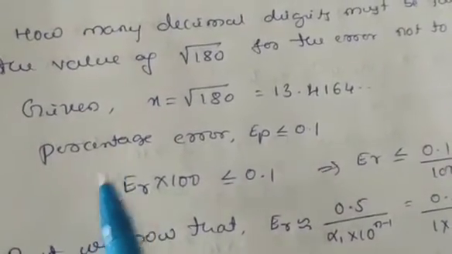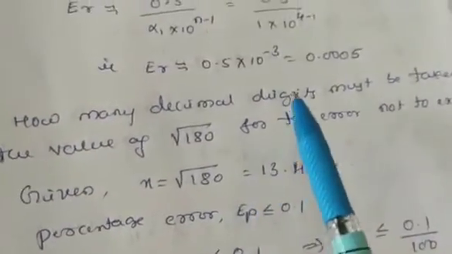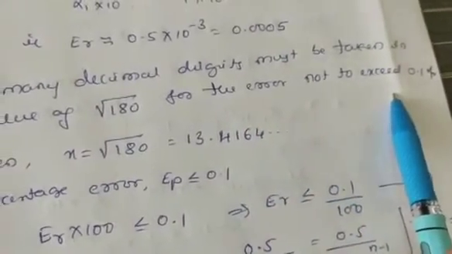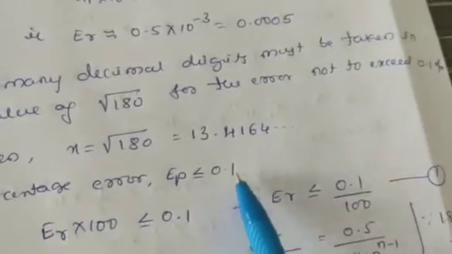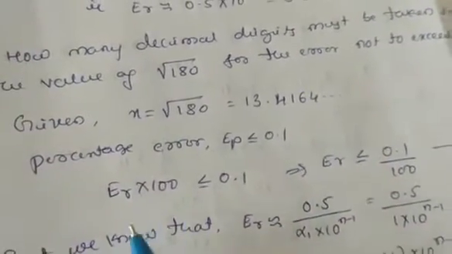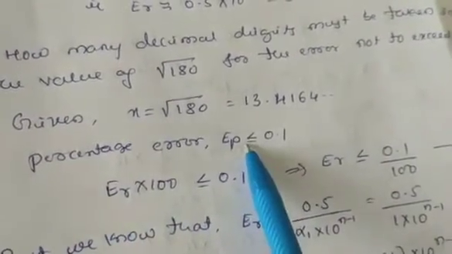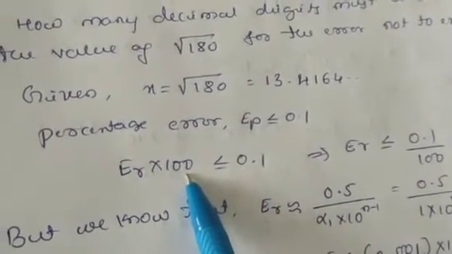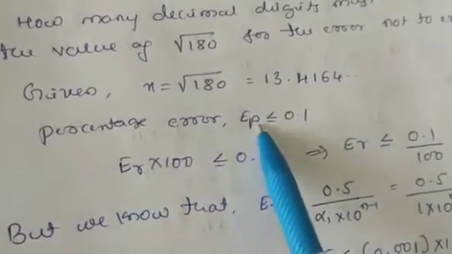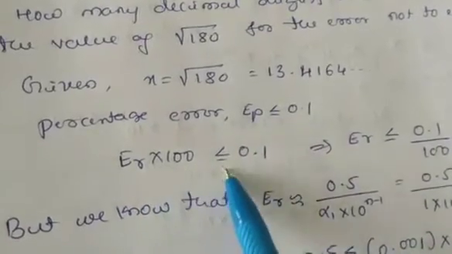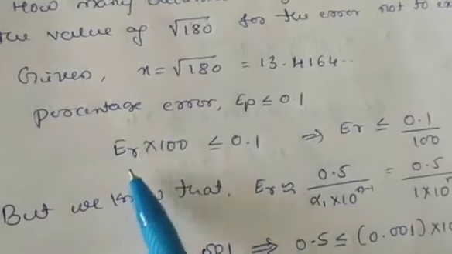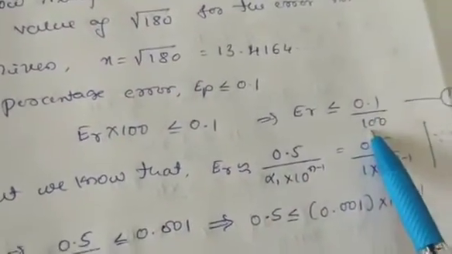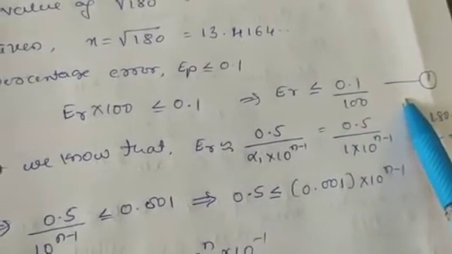Now we know percentage error is given here. Percentage error is given as what? It does not exceed, meaning it is less than or equal to 0.1. We know percentage error is equal to relative error into 100. This we know from the previous session. So percentage error is relative error into 100, which is less than or equal to 0.1. So this implies relative error is, taking 100 to the other side, 0.1 divided by 100. Take this as equation number 1.